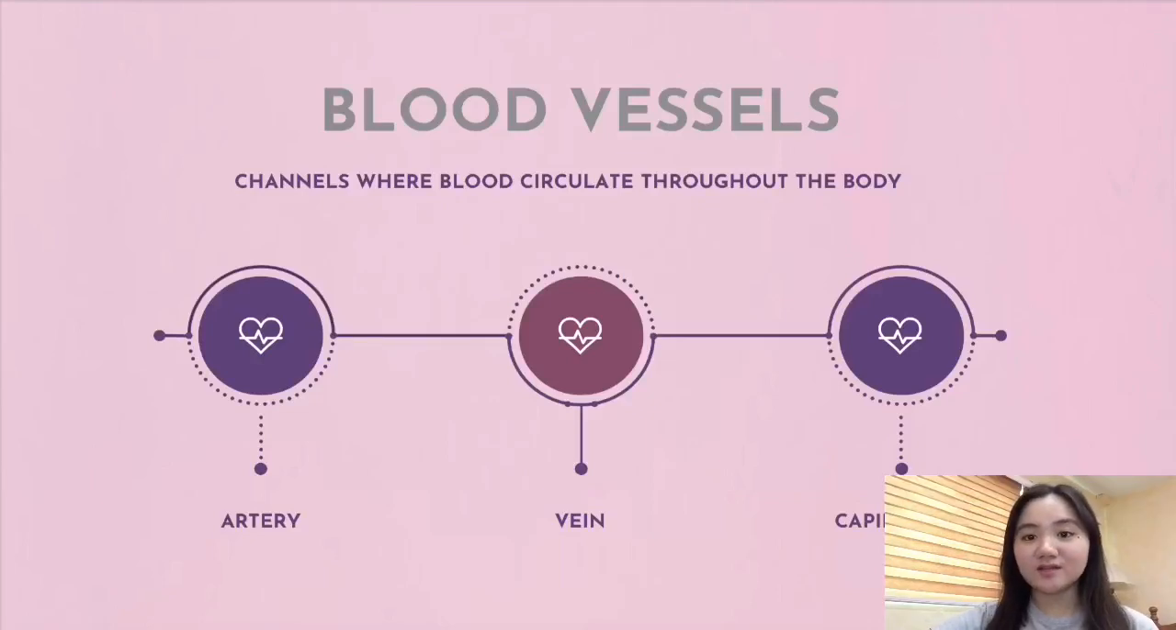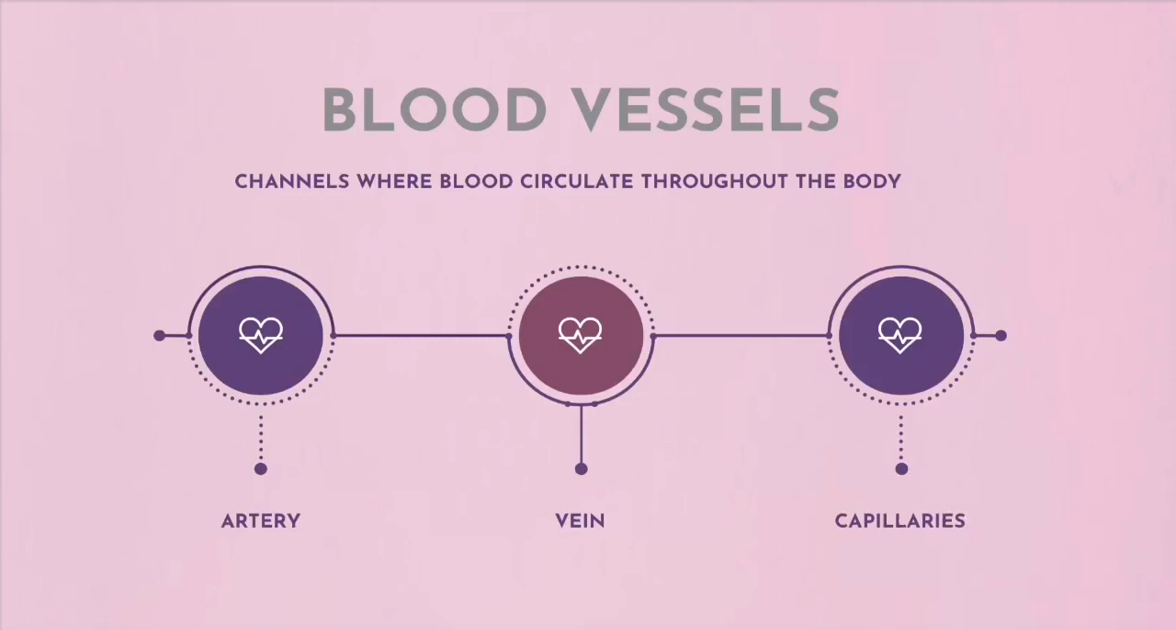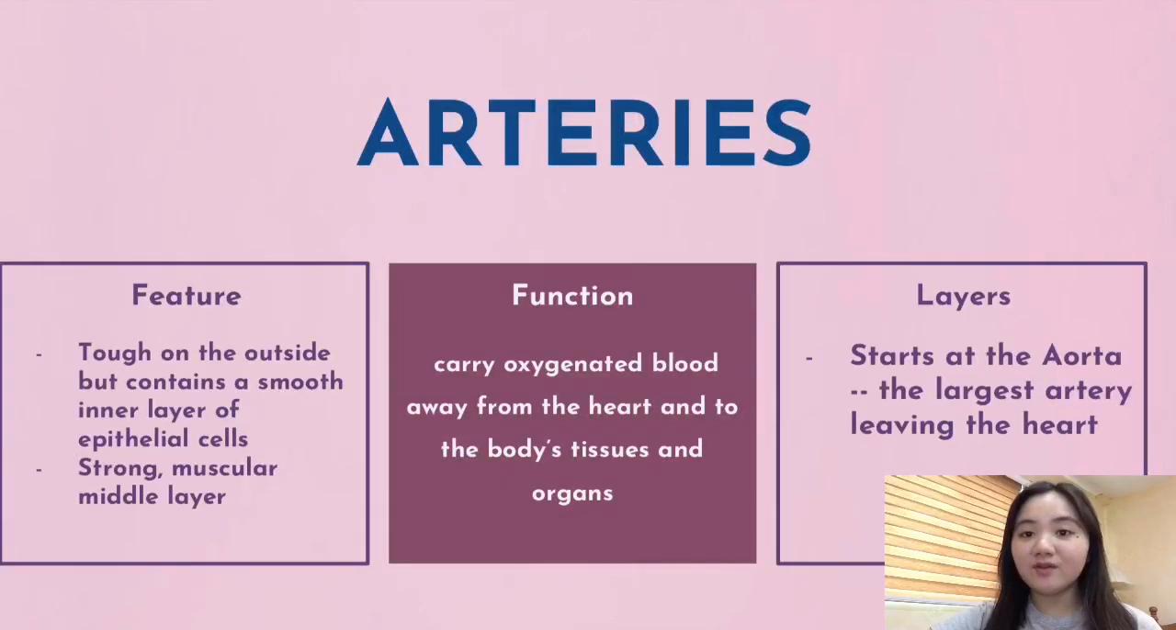Next are the blood vessels. Blood vessels are channels where blood passes through to circulate the body. They have three main types: arteries, veins, and capillaries. The first type of blood vessels are arteries. They carry oxygenated blood away from the heart and to the body's tissues and organs. They are tough on the outside, but they contain a smooth interior layer of epithelial cells that allow blood to flow easily. Arteries also contain a strong muscular middle layer that helps pump blood throughout the body.